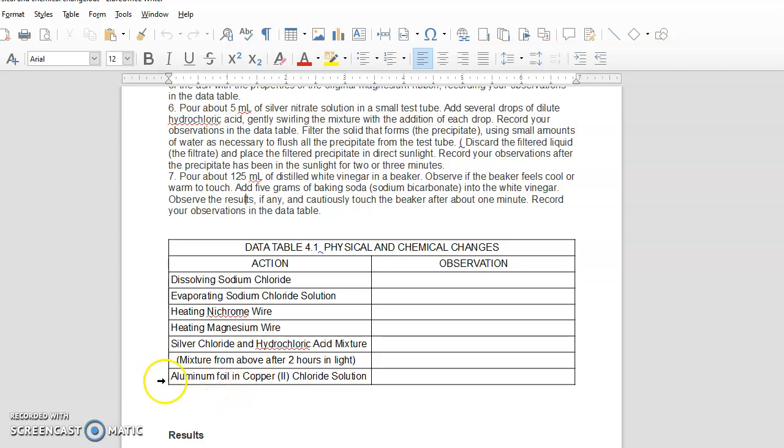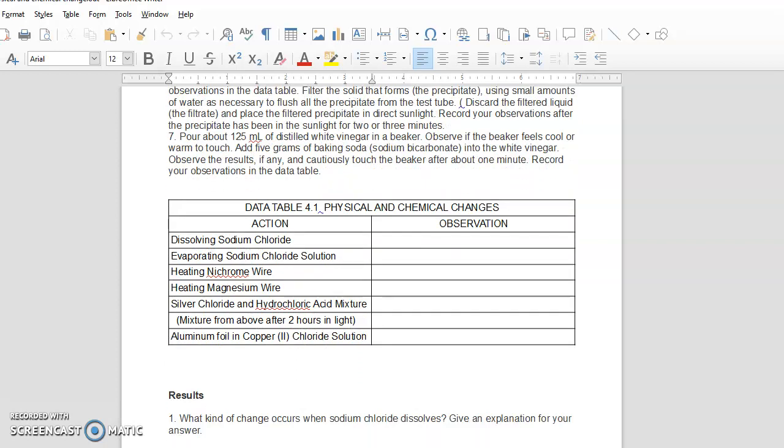So that's the one, instead of aluminum foil and copper chloride solution, record that here. Scratch this out and put in there baking soda in the distilled white vinegar. The reason why I use distilled white is because if you use the typical apple vinegar, it's got a yellow color to start with, and it doesn't show the results quite as well.